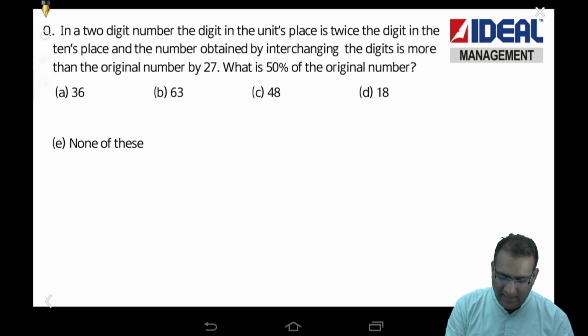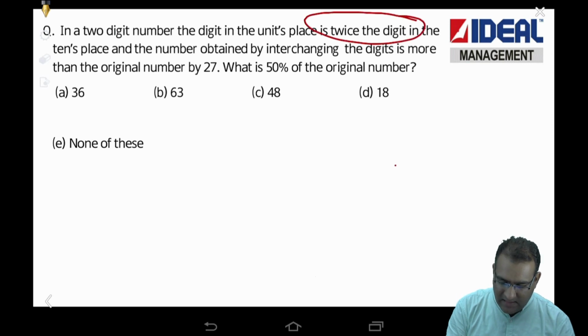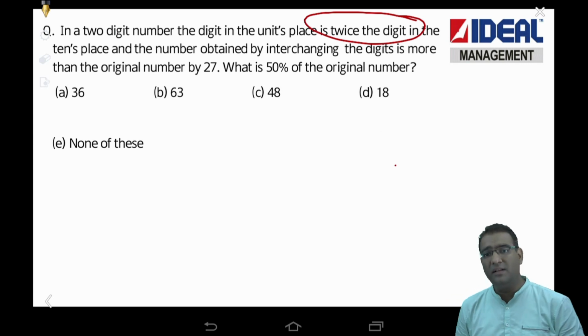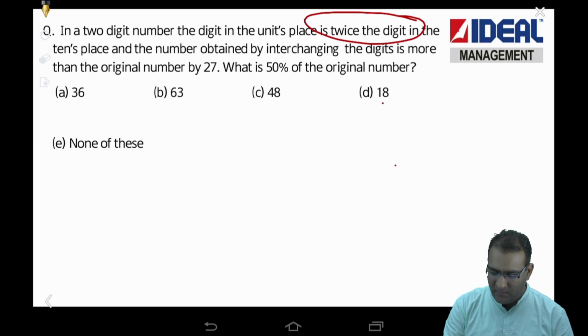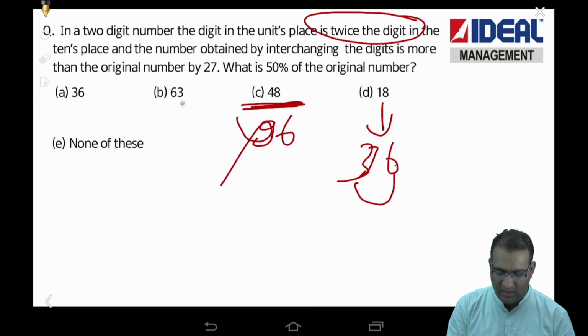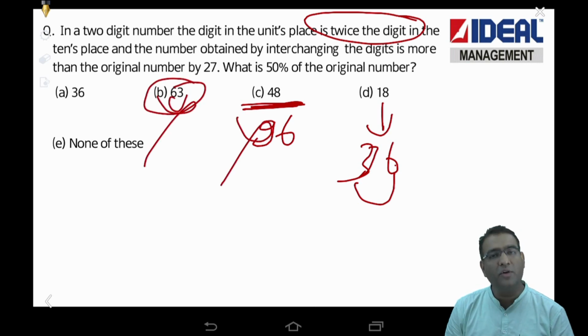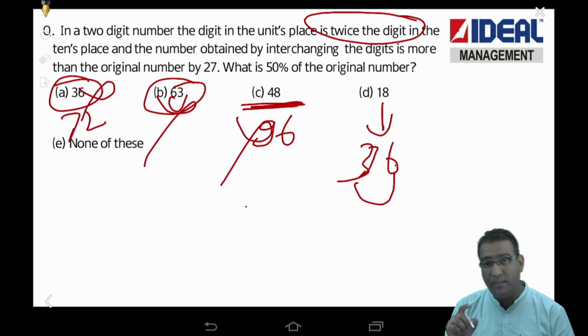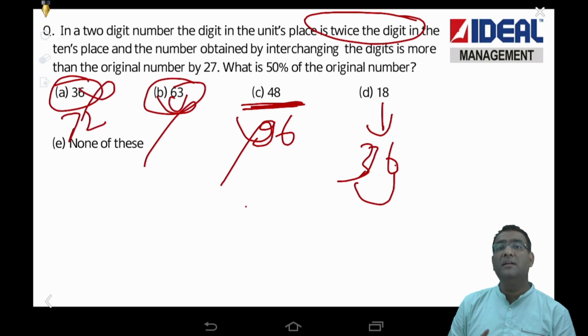सबसे पहले, I know that my unit digit is twice the 10th digit. Unit digit is twice the 10th digit. इसका double is 36. Yes, unit digit is twice the 10th digit. इसका double will be 96. Not possible, इसका double तो 3 digit हो जाएगा. Not possible. इसका double will be 72. Not possible. Remember, unit digit is double the 10 digit.